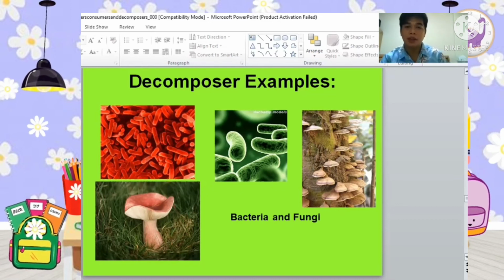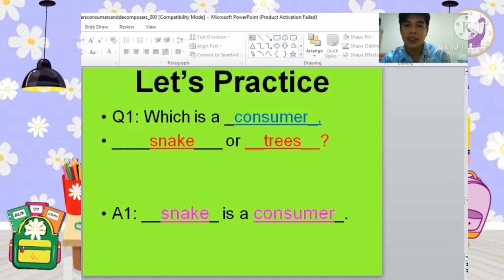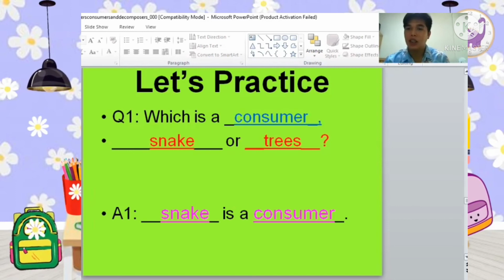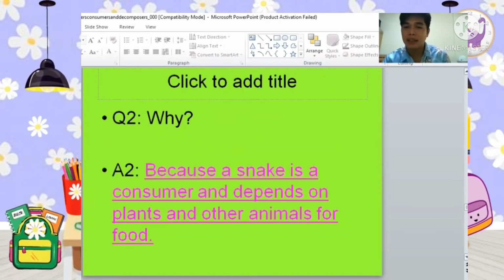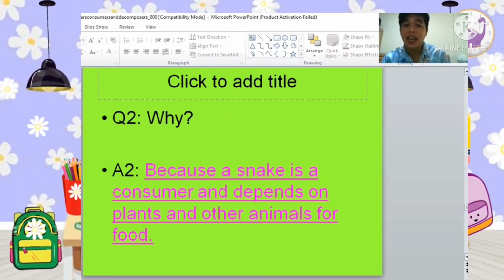Now let's have a practice. Which is a consumer, snake or trees? Snake is a consumer. Why? Because a snake is a consumer and depends on plants and other animals for food.